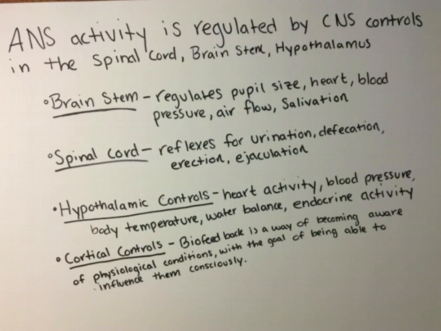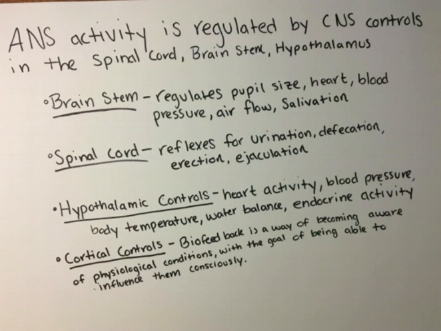For the hypothalamic controls, the hypothalamus is the main integration center of the ANS. In general, anterior hypothalamic regions direct parasympathetic functions, and posterior areas direct sympathetic functions. The hypothalamus acting through the ANS coordinates heart activity, blood pressure, body temperature, water balance, and endocrine activity.